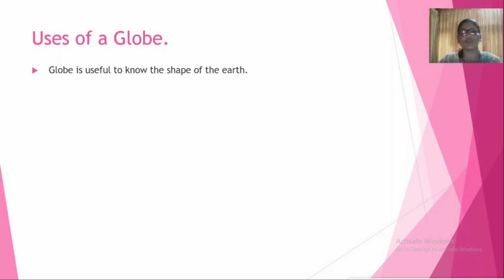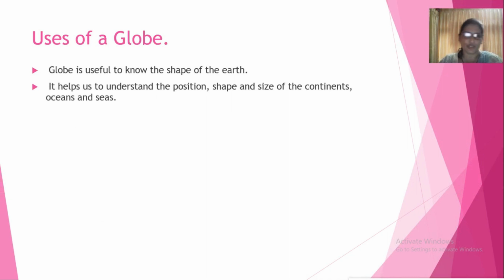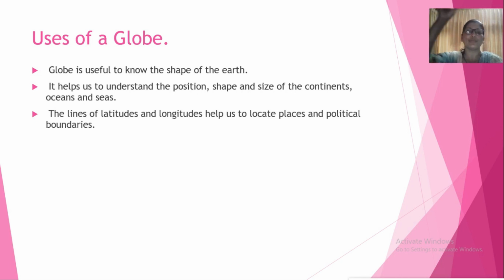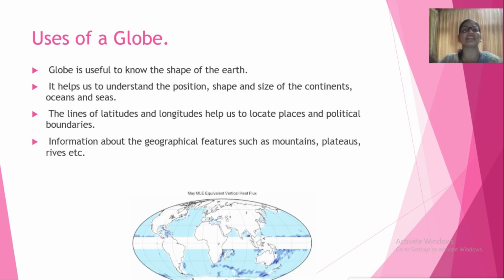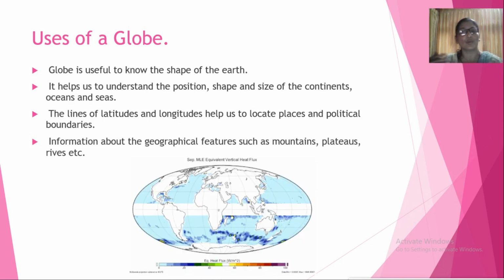The globe is useful to know the shape of the earth. It helps us to understand the position, shape, size of the continents, oceans and seas. The lines of latitudes and longitudes help us to locate places and political boundaries. Information about geographical features such as mountains, plateaus, rivers, plains, deserts, islands, etc. we can get from these globes.